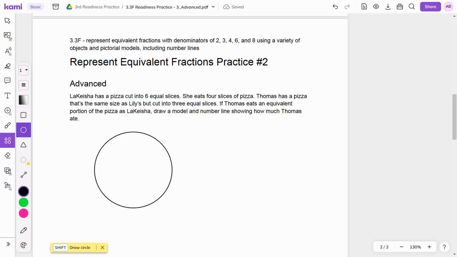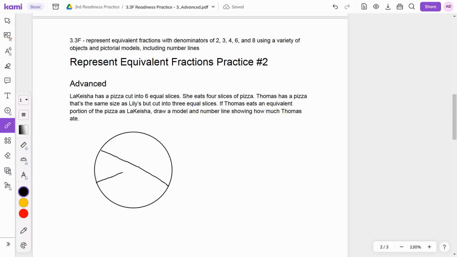So, let's say 6 equal slices. All right, 6 are hard. So what I'm going to do is I always find it easiest to kind of draw an X, but not a regular X. You kind of have to draw a fat X. Okay, and then you get this. All right, so that's 6 equal slices.